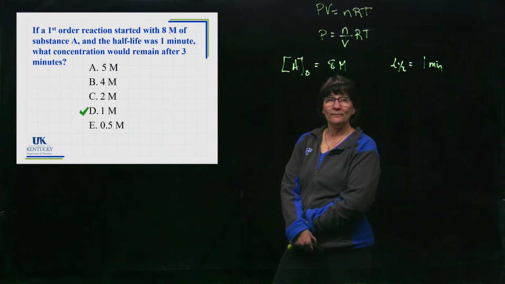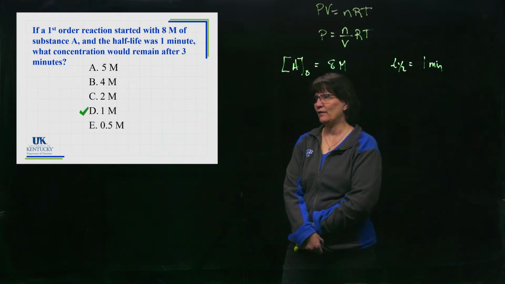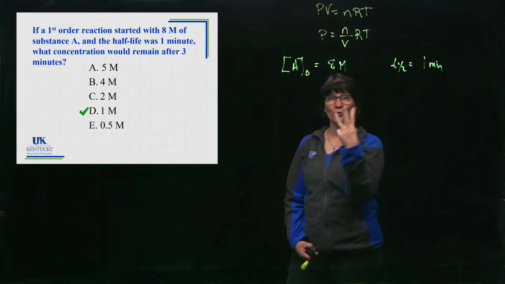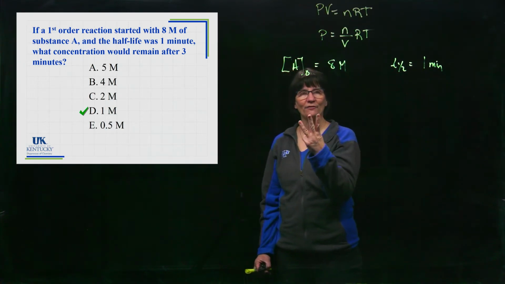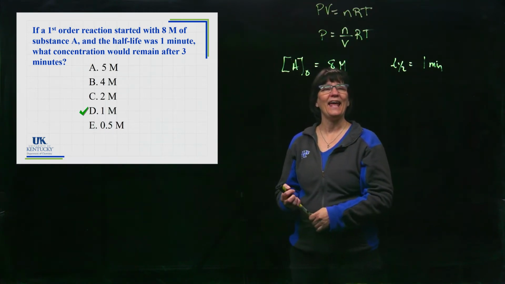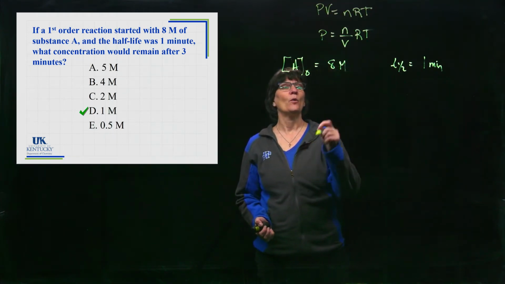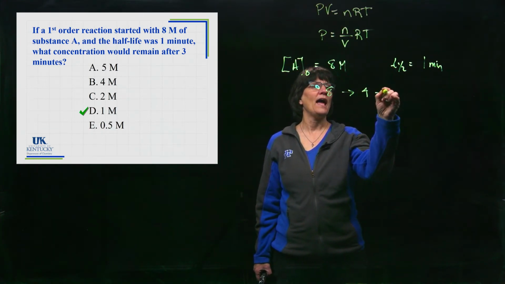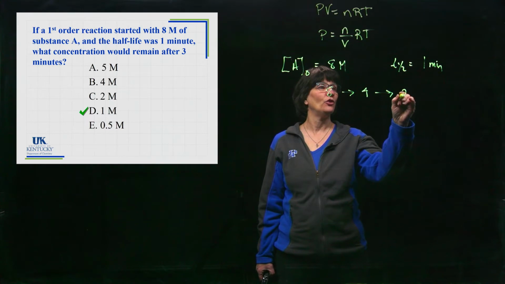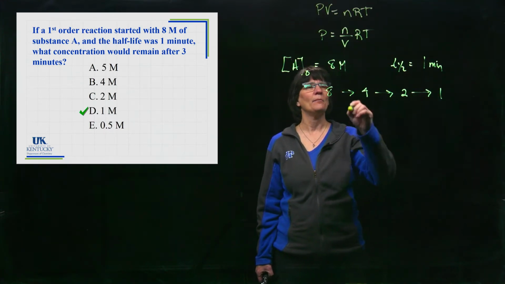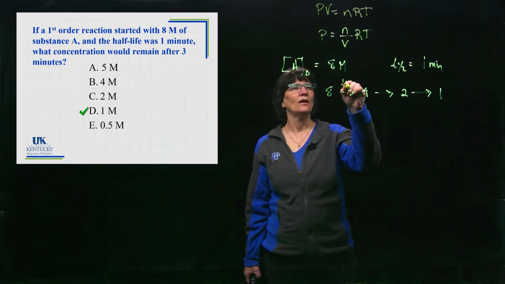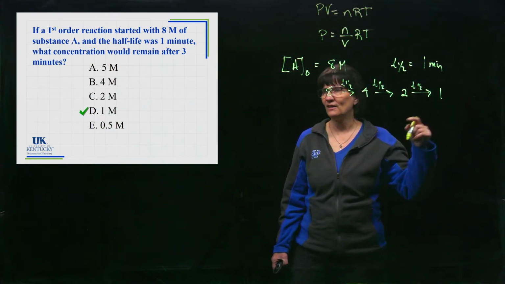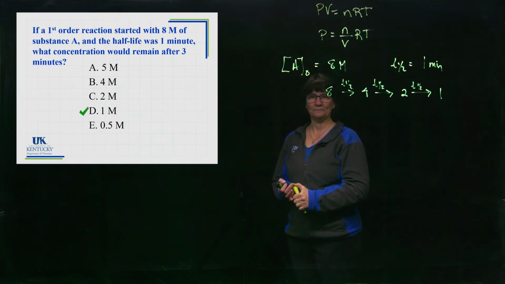Did you pick one? Okay, this is how I would have done that. 3 minutes is 3 half-lives. 1 minute's 1 half-life, so 3 minutes is 3 half-lives. I'm going to cut 8 in half 3 times. So 8 cut in half once is 4. Cut in half a second time is 2. Cut in half a third time. This is the first half-life. This is the second half-life. This is the third half-life. And that gets me down to 1.